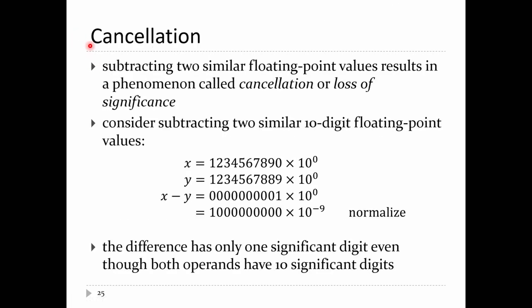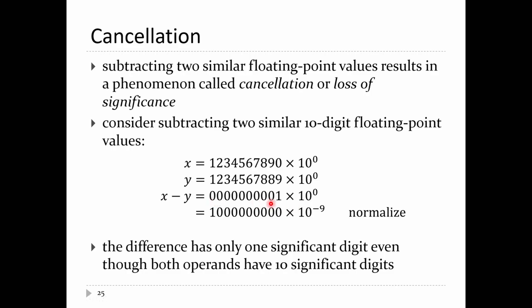Subtraction in particular is strange when you are working with floating point values. When you subtract any two values, you end up with what's called cancellation or loss of significance. Mathematically, if you subtract two values, you end up losing significant digits. So here's a 10-digit floating point number. Here's another 10-digit floating point number. They only differ by 1.